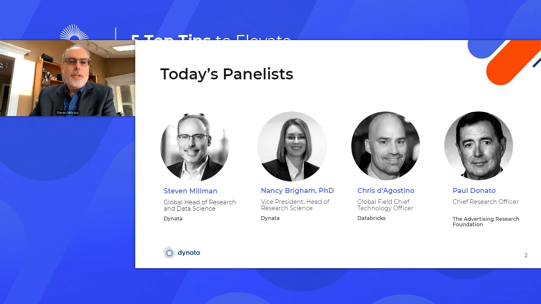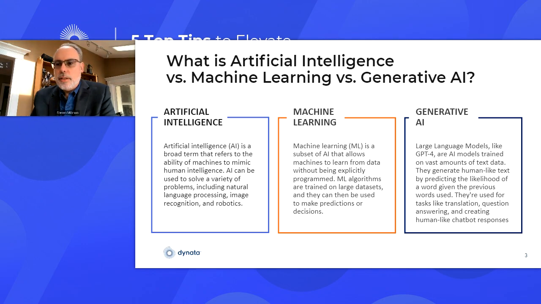All right. So quickly, I'm going to just do a little level setting about what is artificial intelligence versus machine learning versus generative AI. Artificial intelligence is a very broad term. It simply refers to the ability of machines to mimic human intelligence. Lots of examples of these that you're all used to seeing over the last couple of decades: natural language processing, recognition, robotics, self-driving cars. Machine learning is a subset of AI, and this allows machines to learn from data without being explicitly programmed. So this is where you take large data sets and then use them to help predict things that it didn't see in that data set.